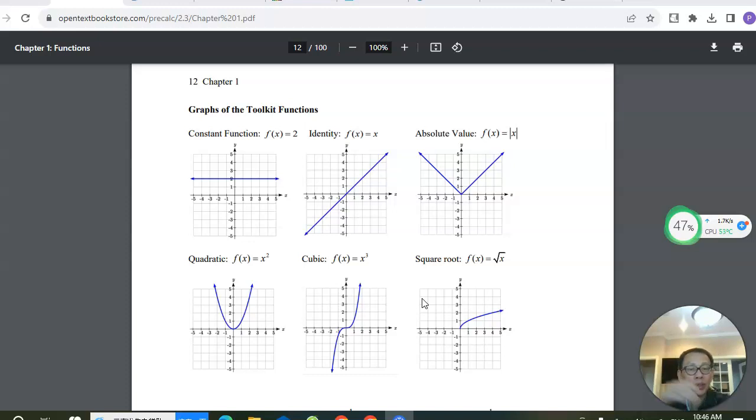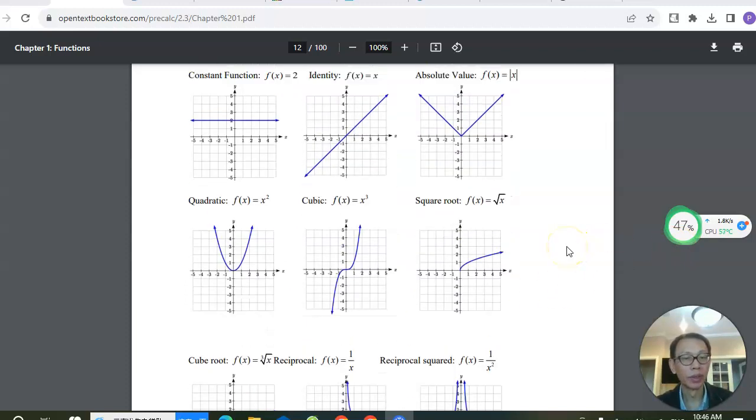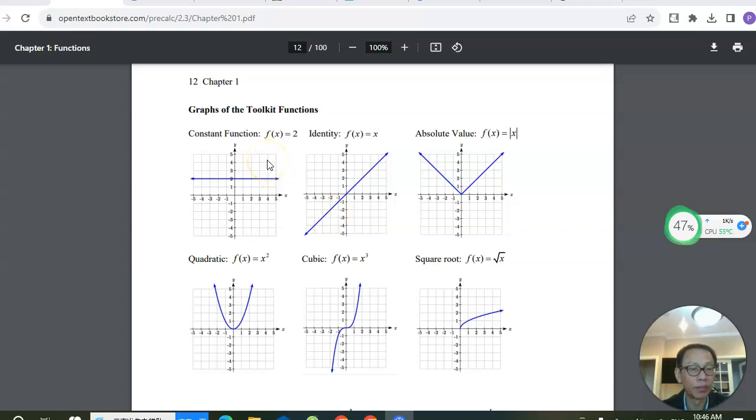I know some of you have difficulty understanding these toolkit functions, and I want to help you understand every function on this page. So let's look at the first function.